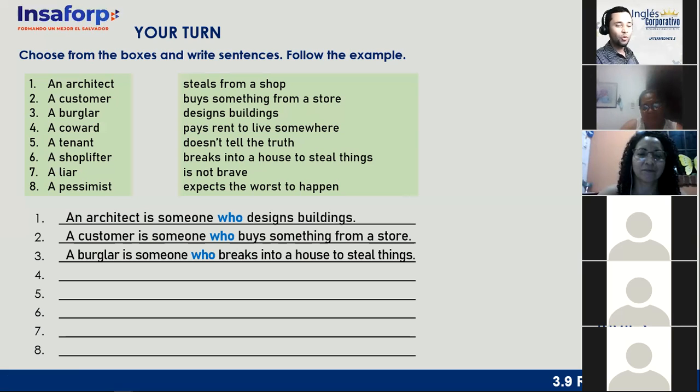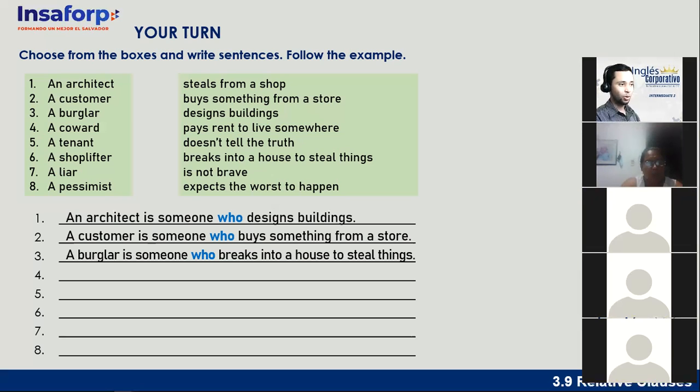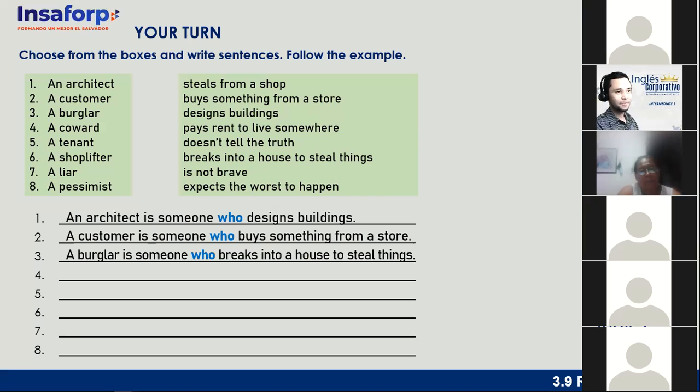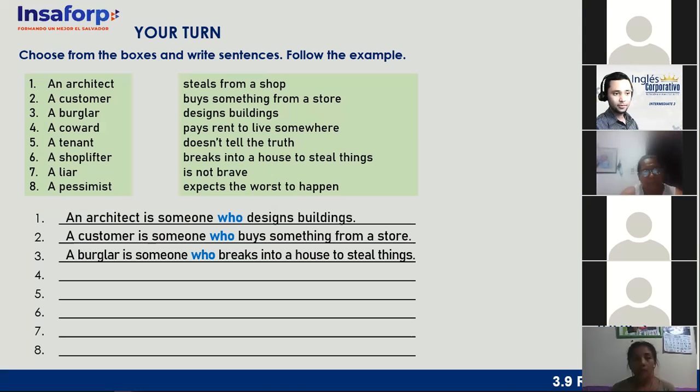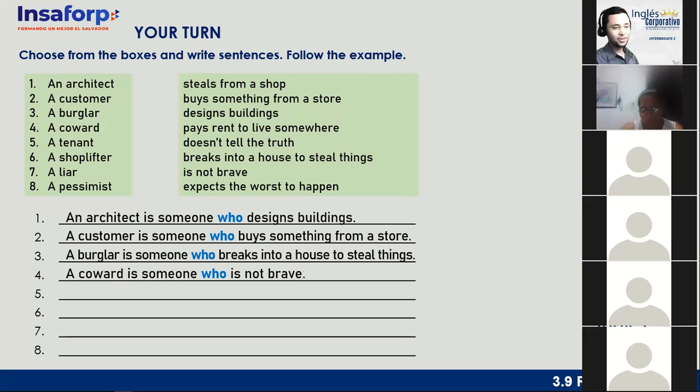Okay. What about number 4? A coward. Volunteer, please. Raise your hand. Always remember, raise your digital hand, your electronic hand. Okay, Rebecca. A coward is someone who is not brave. Okay, yeah, that is correct. Thank you very much. Who wants to try the next one? A tenant. What about a tenant?